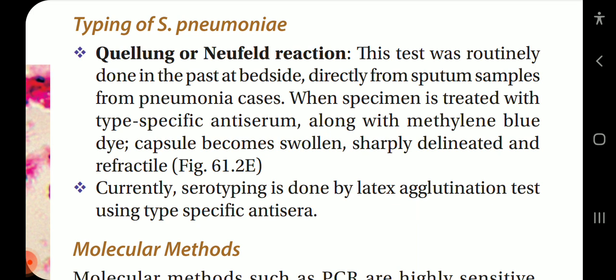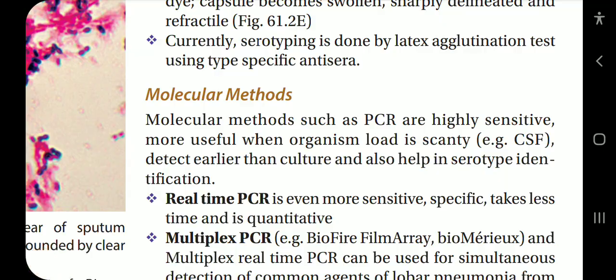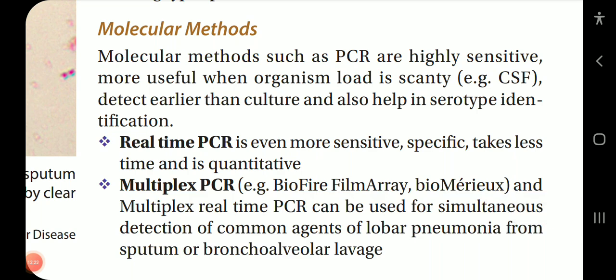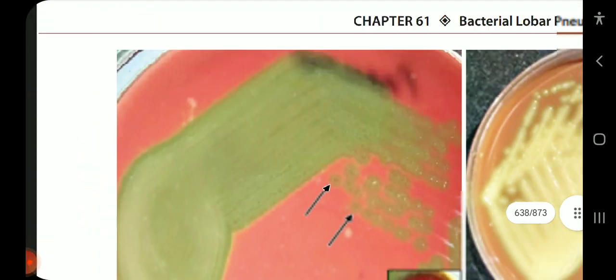Currently, serotyping is done by latex agglutination test using type-specific antisera. Molecular methods such as PCR are highly sensitive, more useful when organism load is scanty, example CSF, detect earlier than culture and also help in serotype identification. Real-time PCR is even more sensitive, specific, takes less time and is quantitative. Multiplex PCR, example BioFire FilmArray or Biomerieux, and multiplex real-time PCR can be used for simultaneous detection of common agents of lobar pneumonia from sputum or bronchoalveolar lavage.